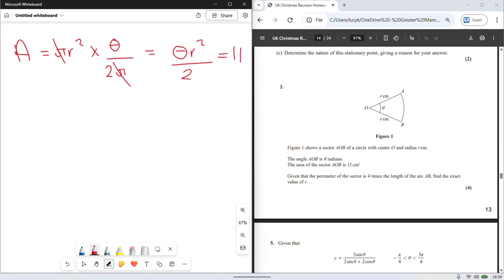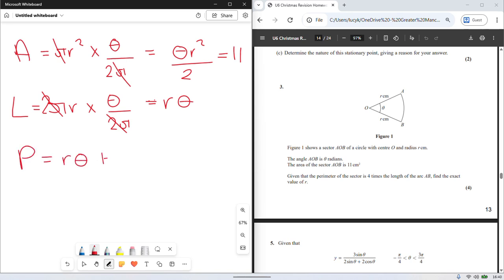So then let's think about my arc length. I'm just going to call that L. So we take the circumference of our circle, which would be 2 pi r, and then multiply that by the fraction of the circle that we'd have, which would be theta over 2 pi. Then the 2 pi's are going to cancel, so the arc length there is just r theta. And then the perimeter of the full sector is just the arc length plus lines OA and OB, which are both r, so that would just be 2r.